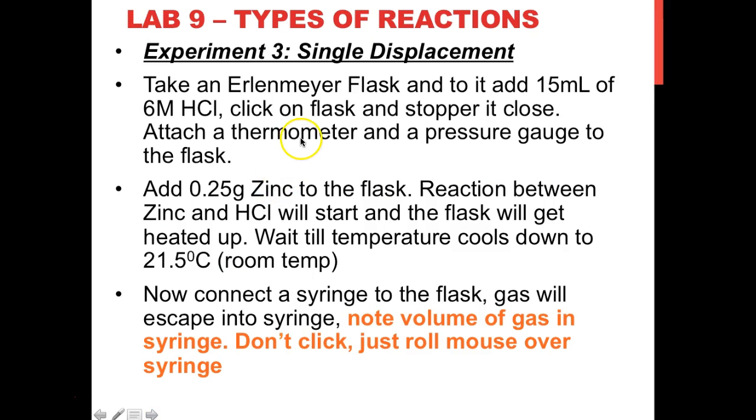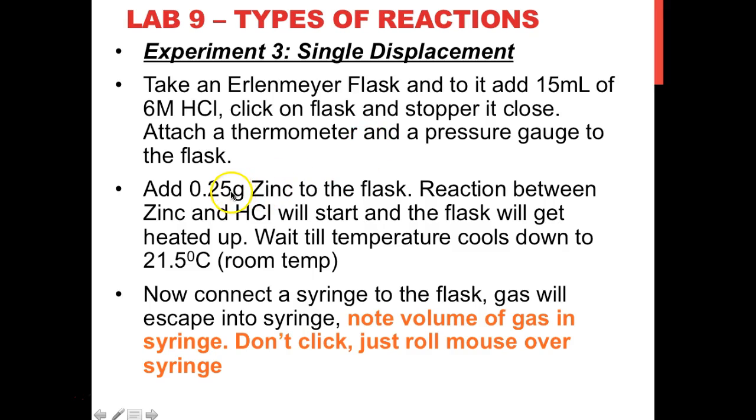In the third experiment, you're taking an Erlenmeyer flask. To it you're adding 15 mils of hydrochloric acid, and then make sure to click on the flask and close it, stopper it. So you have a closed system now. You'll attach a thermometer as well as a pressure gauge. This is because the gas is going to collect inside the flask, and you're going to record the pressure of the gas as it accumulates.